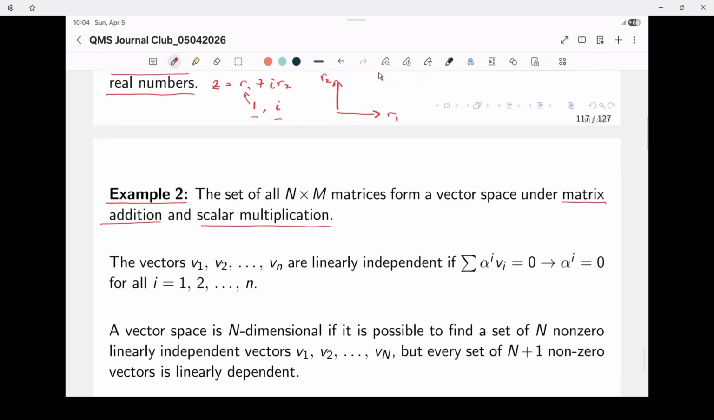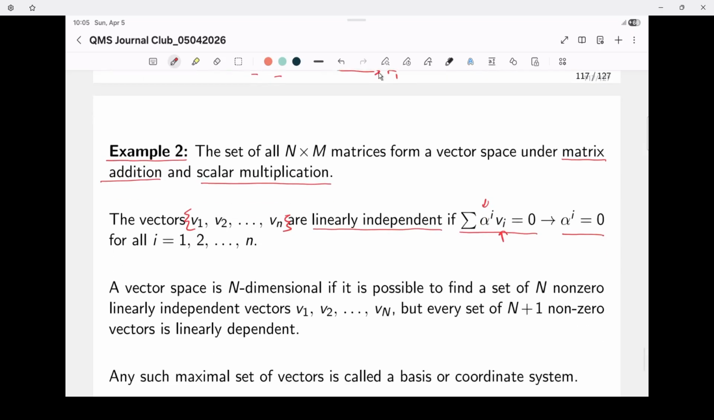So we all know what is linear independence. If let's say you have a set of vectors and the sum of all these things becomes 0 implies that all your alpha i is 0, then basically this particular set of vectors is linearly independent. Otherwise they will be called linearly dependent. So this is linear algebra. I believe everyone knows this.